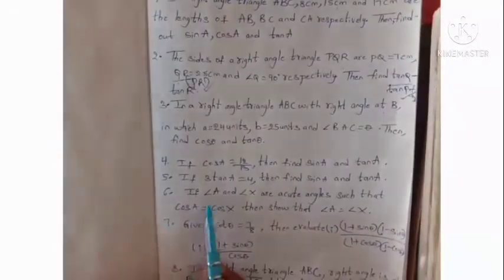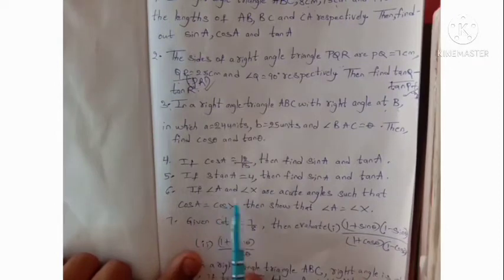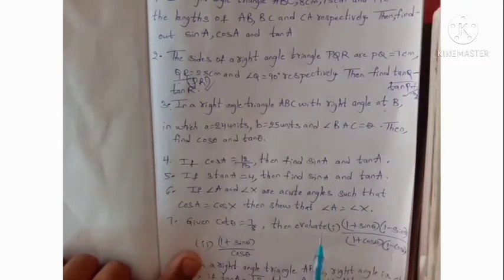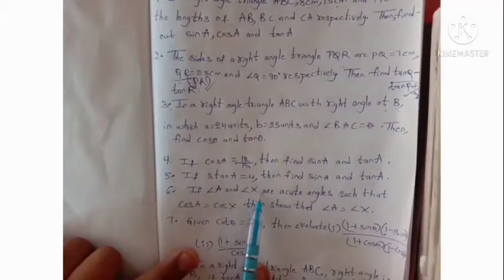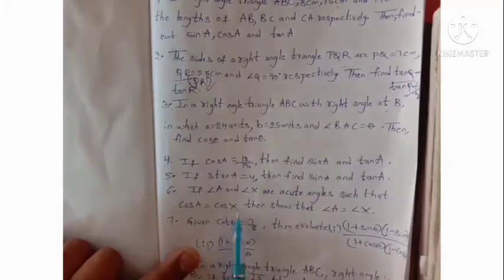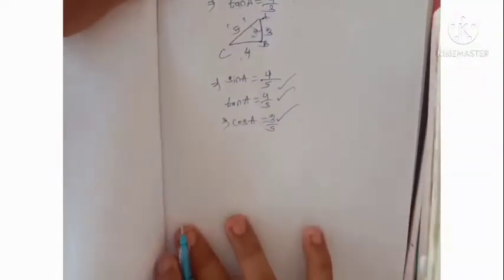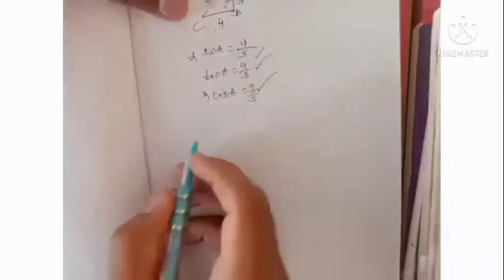Next question is, if angle A and angle X are acute angles such that cos A is equal to cos X, then show angle A is equal to angle X. Let's see. What they given, angle A and angle X are acute angles, means less than 90 degrees. Cos A is equal to cos X they given. Then we should show angle A is equal to angle X. Just see. We should find now. Doing the sixth solution.